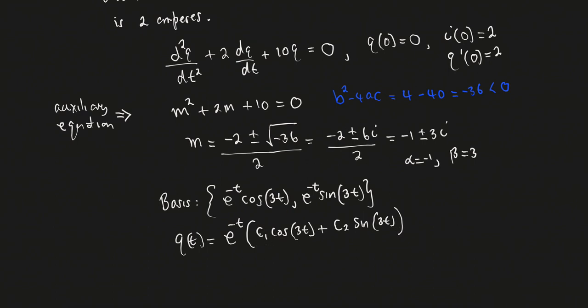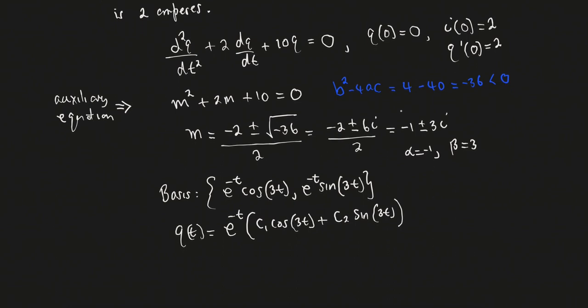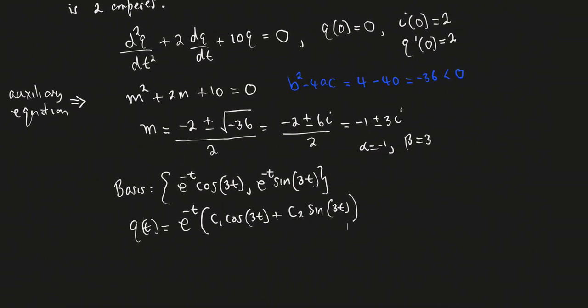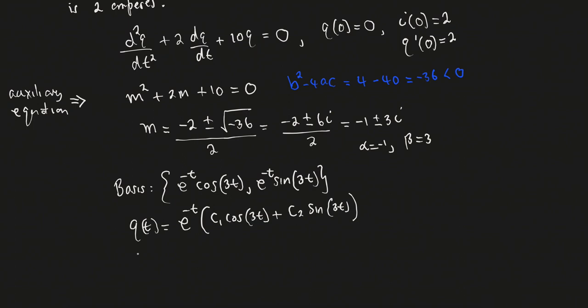Now, in order to figure out C1 and C2, we are going to have to use the derivative of charge. So let's go ahead and write that down, and then we will apply our conditions. So Q prime of t, using our product rule, will be negative e to the negative t, and then I just bring down everything that's in the parentheses there, so c1 cosine of 3t plus c2 sine of 3t, and then plus the first, which is e to the negative t, times the derivative of the second.